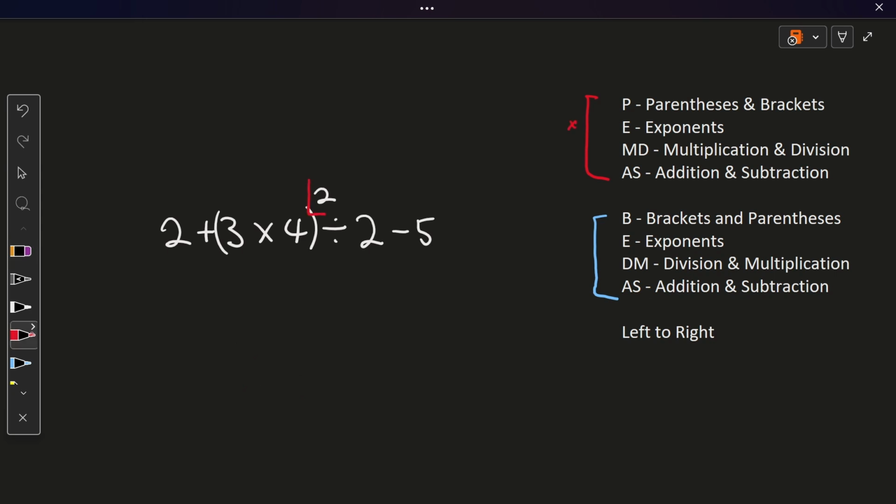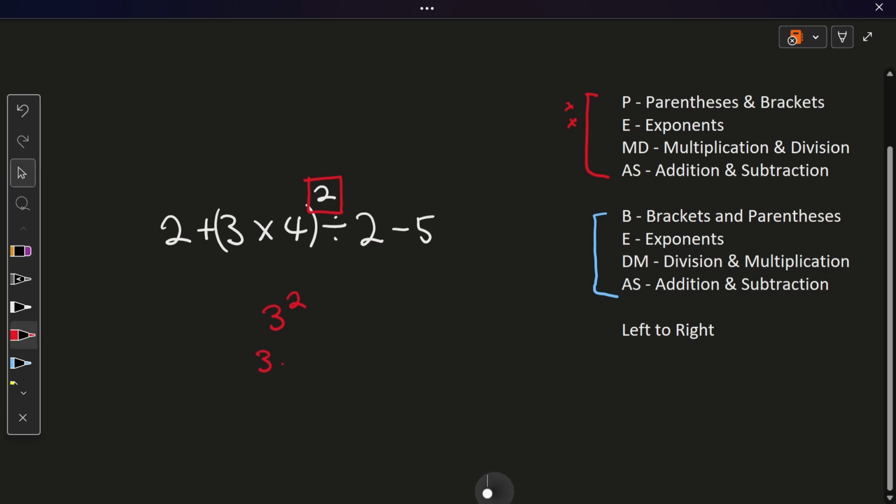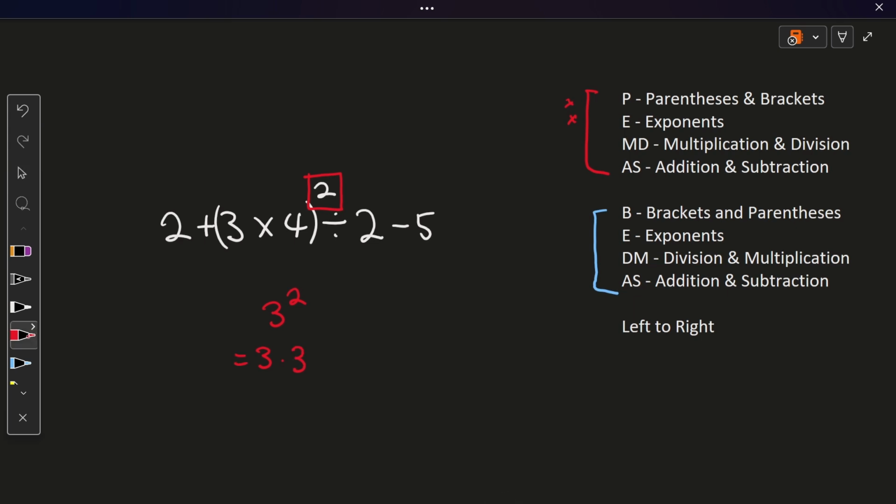Exponents are the small numbers that you see sometimes located on the top right-hand corner of terms or brackets. Exponents represent repeated multiplication. So if I have 3 raised to the power of 2, I'm effectively multiplying two 3's together. Similarly, if I have 4 raised to the power of 7, I have 4 multiplied by itself 7 times.